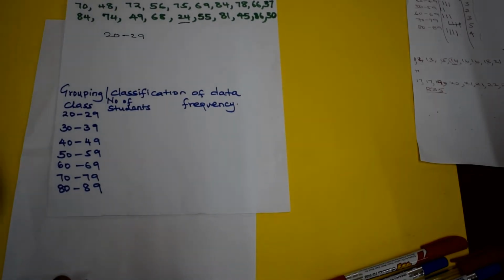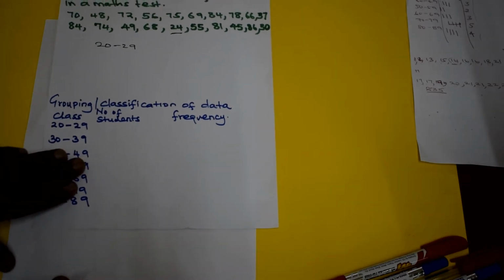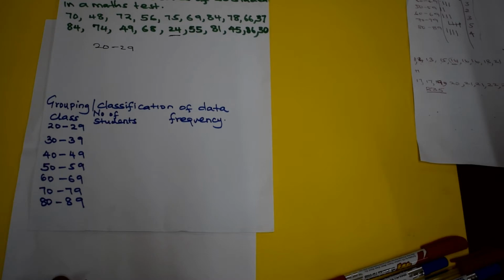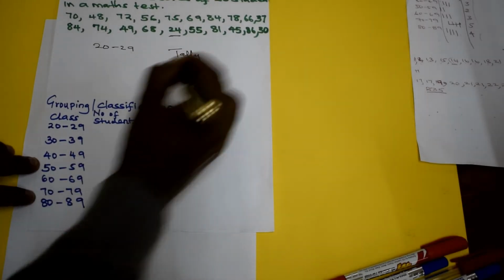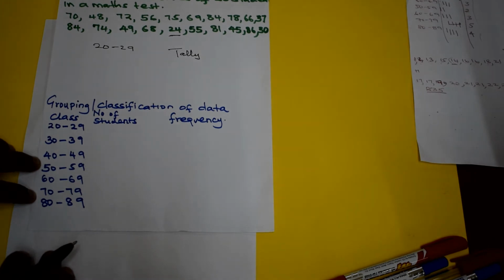So how we deal with this is we are going to organize the number of students who scored within a certain class, and then we get the frequency. The best way to do this is to come up with something we call a tally. And we are going to see what each class has. So I'm going to take you through how we do a tally.